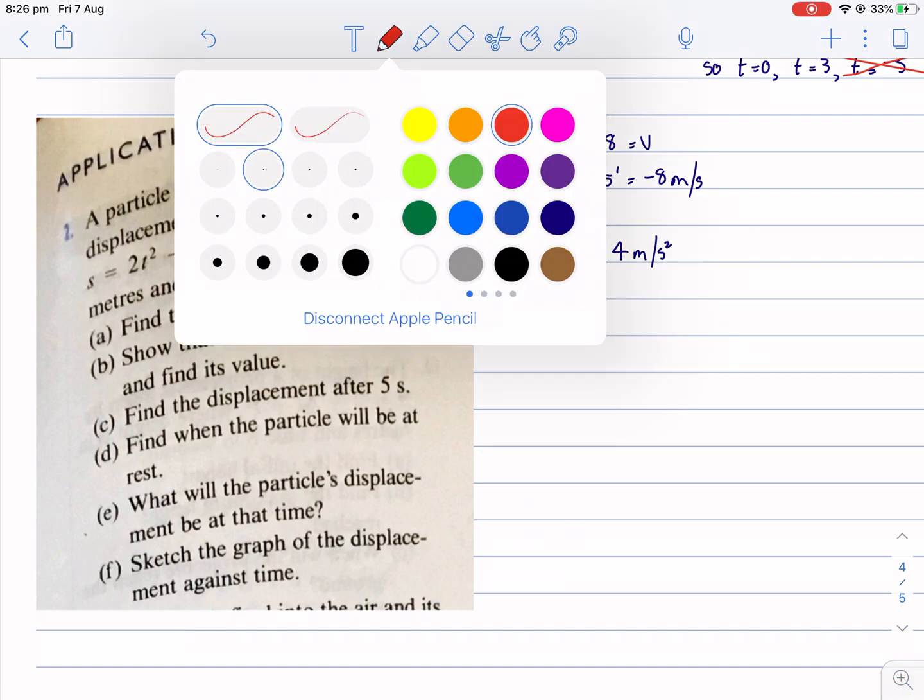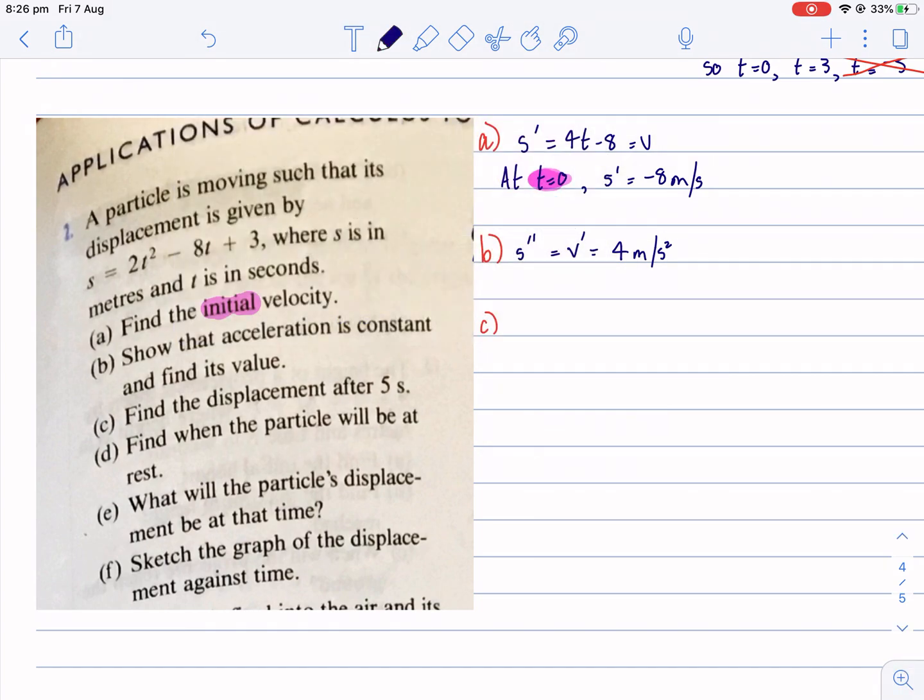Question C, find the displacement. After 5 seconds, 2 times 5 squared, take 8 times 5 plus 3. So that's 13 meters. So it's at 13 meters after 5 seconds.